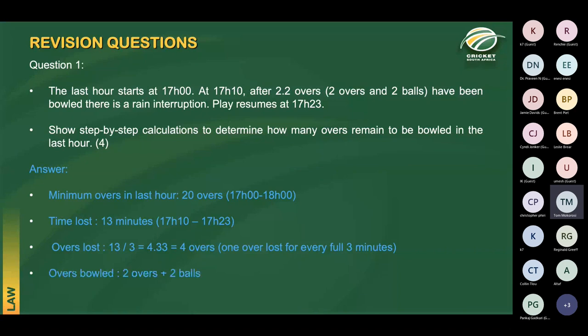So overs to be bowled. Overs that have been bowled, 2 overs and 2 balls. So we start with 20 overs. We bowled 2.2 overs, we lost 4 overs, so we are left with 13.4 overs, which is 13 overs and 4 balls.